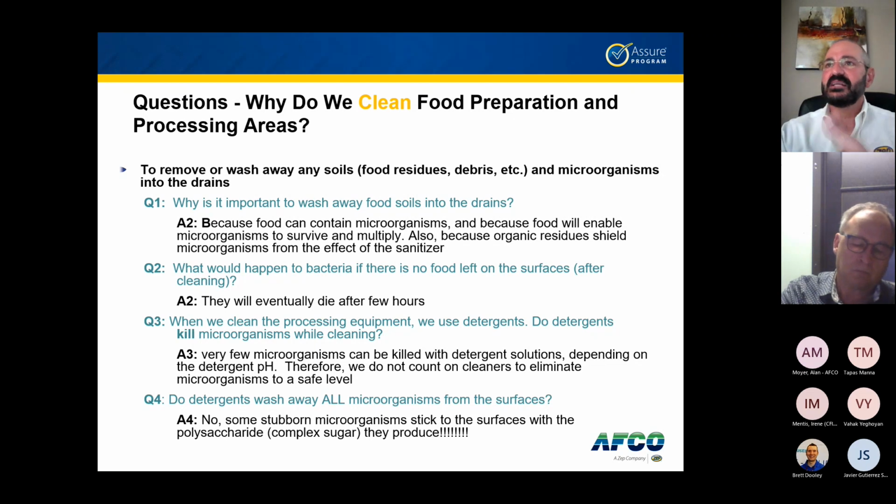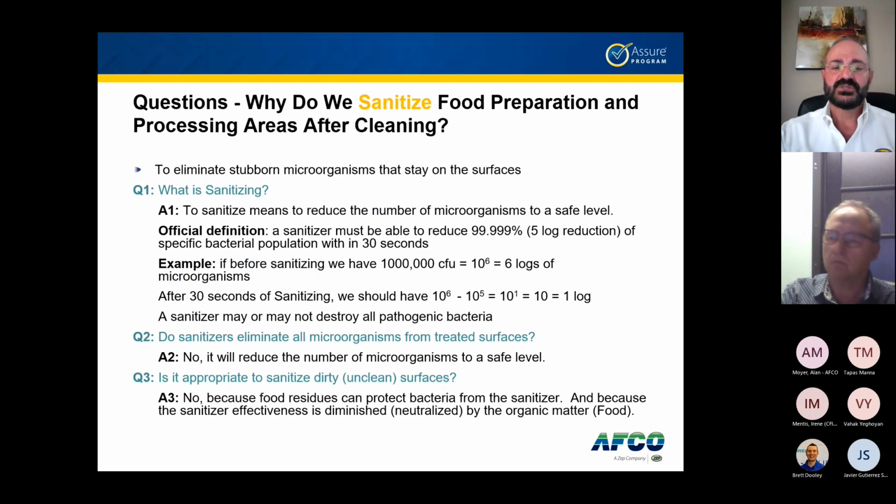And when we come with the sanitizer, we apply it and kill most of these microorganisms. So this is what the second slide says. Why do we sanitize food preparation and processing areas after we clean? It's usually to eliminate stubborn microorganisms that stay on the surface, which I talked about. They start making a little biofilm. They're stubborn. They stick to the surface.